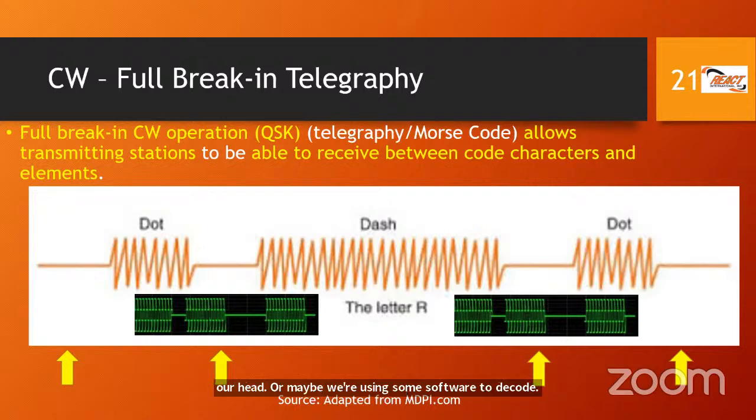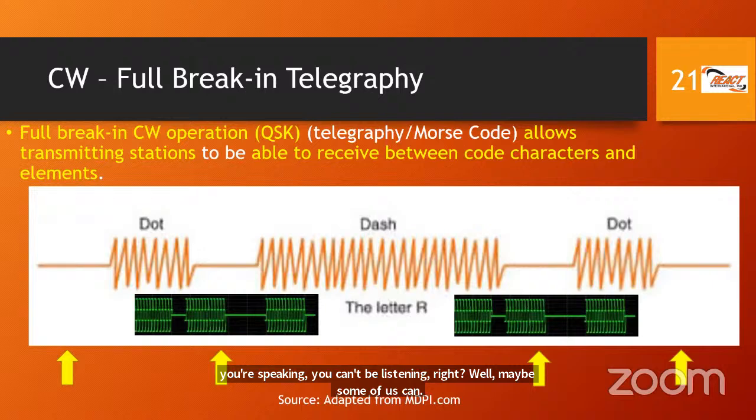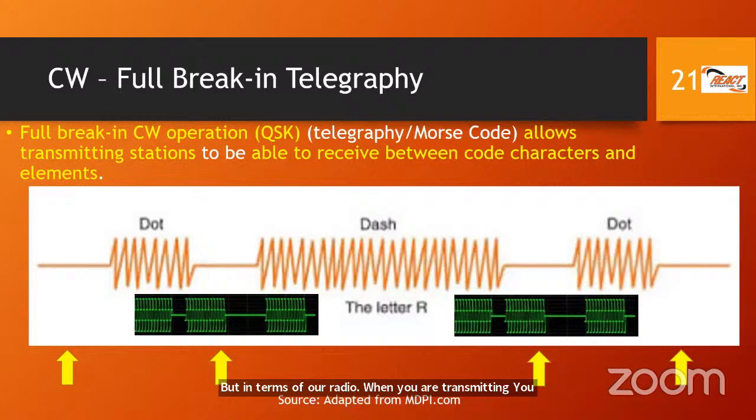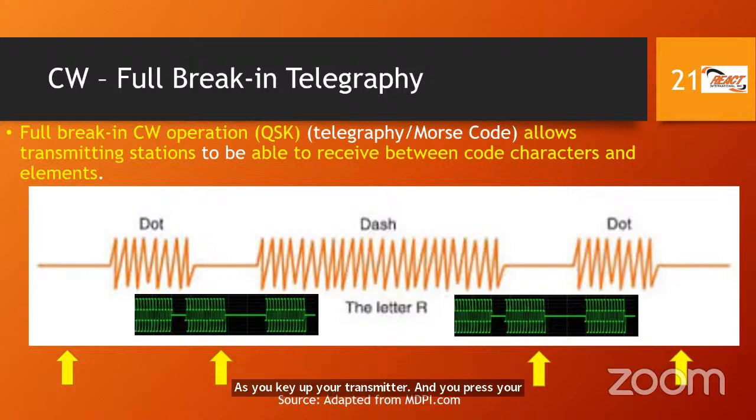But when we are sending a message, you know, they say you can't speak and listen at the same time, right? While you're speaking, you can't be listening. Well, maybe some of us can. But in terms of a radio, when you're transmitting, you will not typically be receiving, especially for a single VFO radio. As you key up your transmitter and you press your paddle or your Morse code key, it sends the dits and the das, we have it on the screen here as dots and dashes. A dash is 3 times the length of a dit. But when we send it, we also have spaces in between the dits and the das.